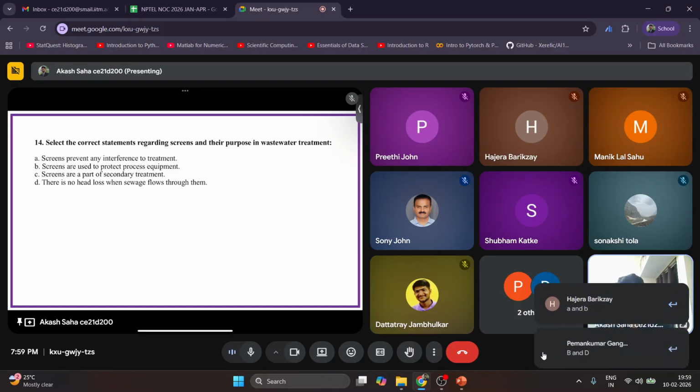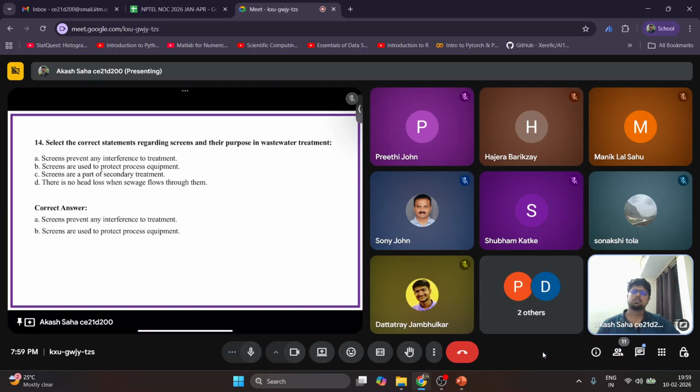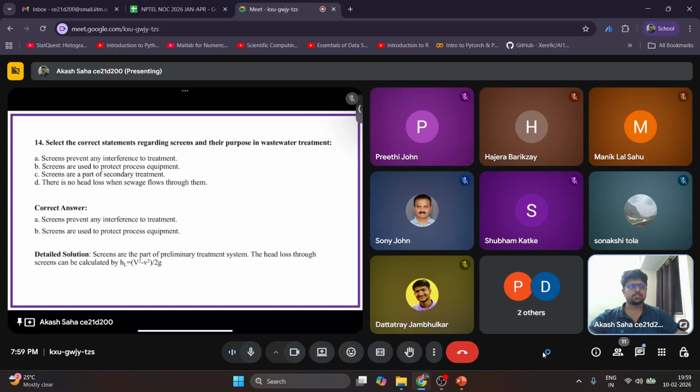So yes, both A and B, because screens prevent any interference to the treatment as well as they protect the process equipment. Okay. So screens are not a part of secondary treatment. They are a part of preliminary treatment, and there is a head loss when the sewage flows through the screens. Okay, so head loss is there. The formula is also given.